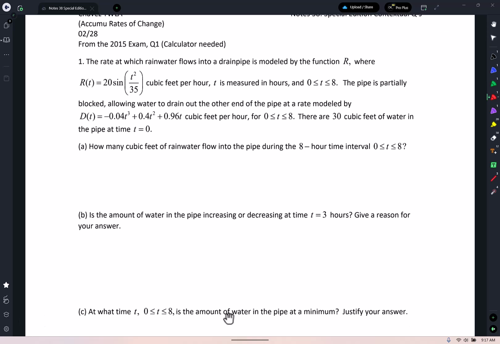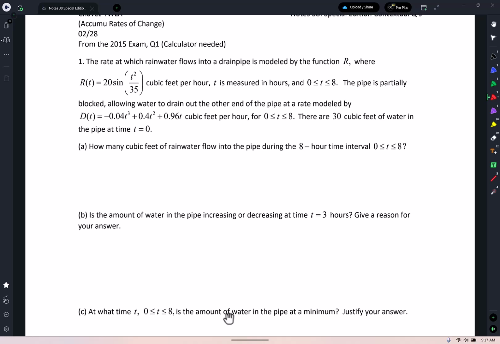So it says the rate at which rainwater flows into a drain pipe is modeled by the function r, where r of t is equal to 20 sine t squared over 35 cubic feet per hour. T is measured in hours between 0 and 8. The pipe is partially blocked, allowing water to drain out at the other end of the pipe at a rate modeled by d of t cubic feet per hour between 0 and 8. There are 30 cubic feet of water in the pipe at t equals 0.